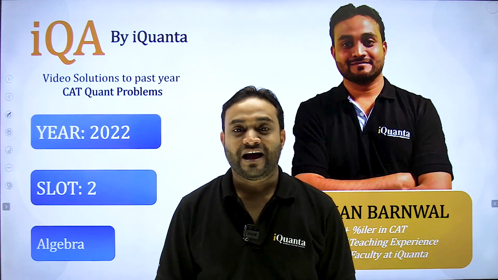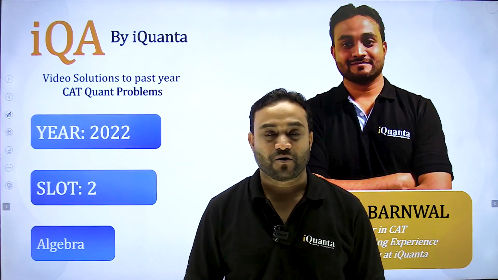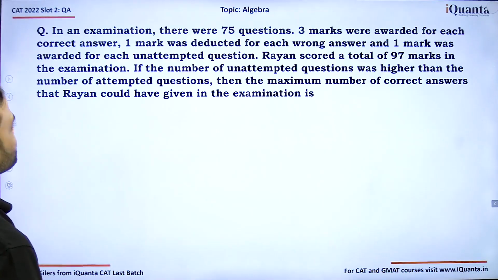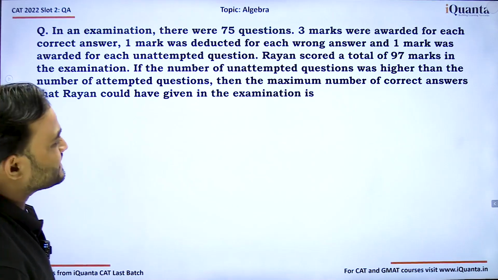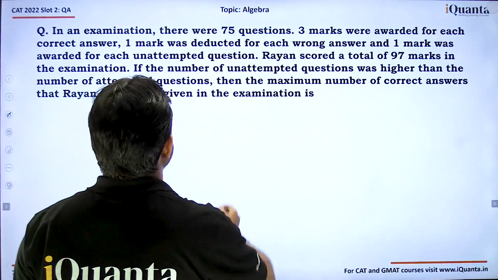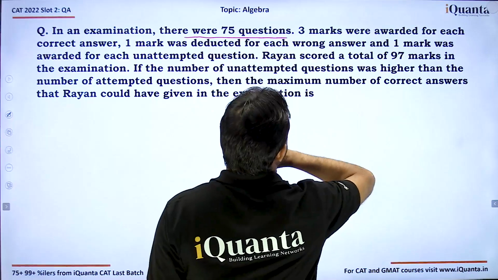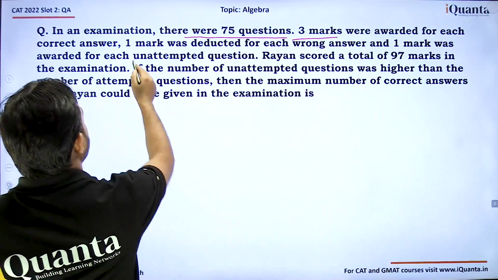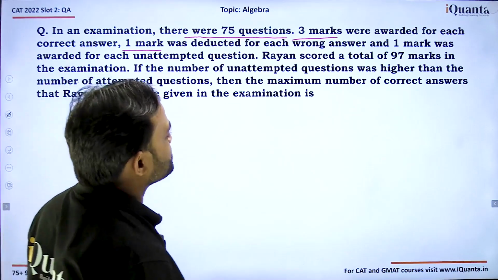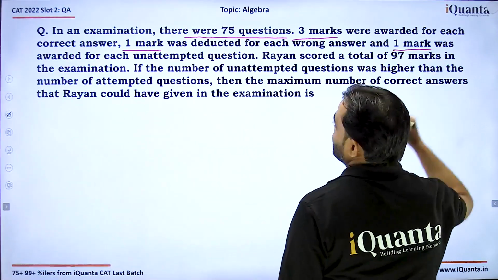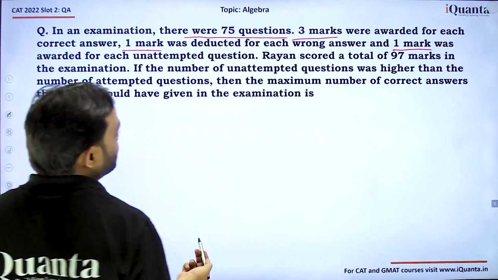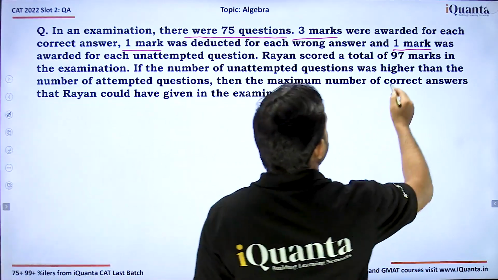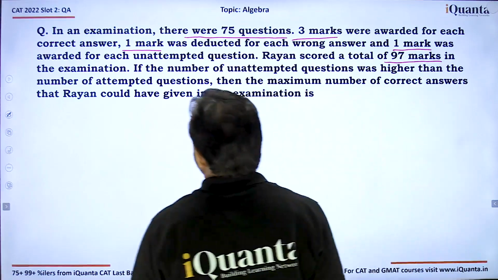Hello everyone, in IQA series, let's discuss algebra problems from CAT 2022 second slot. This question is based mostly on linear equations. It says in an examination there were 75 questions, 3 marks were awarded for each correct answer, 1 mark was deducted for each wrong answer and 1 mark was awarded for each unattempted question. Ryan scored a total of 97 marks in the examination.